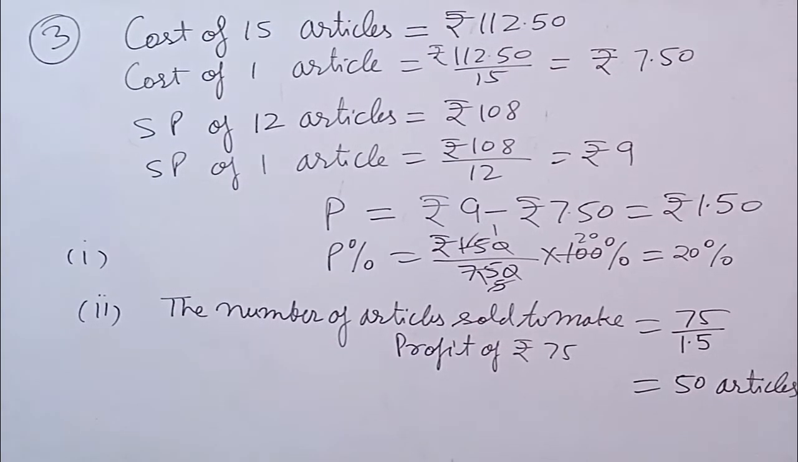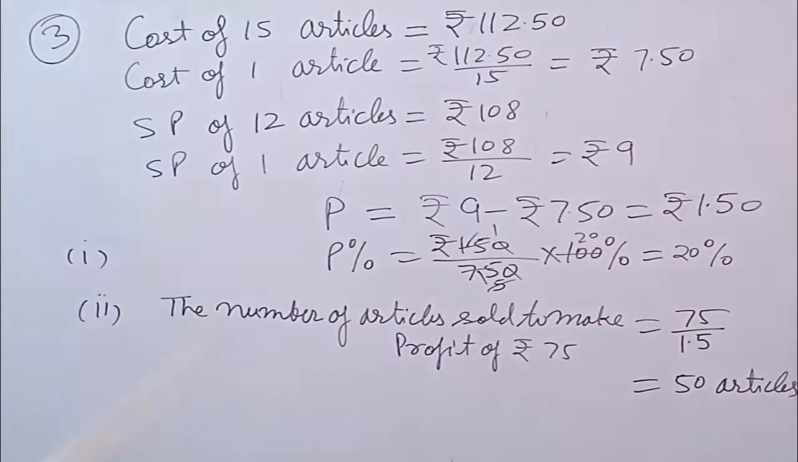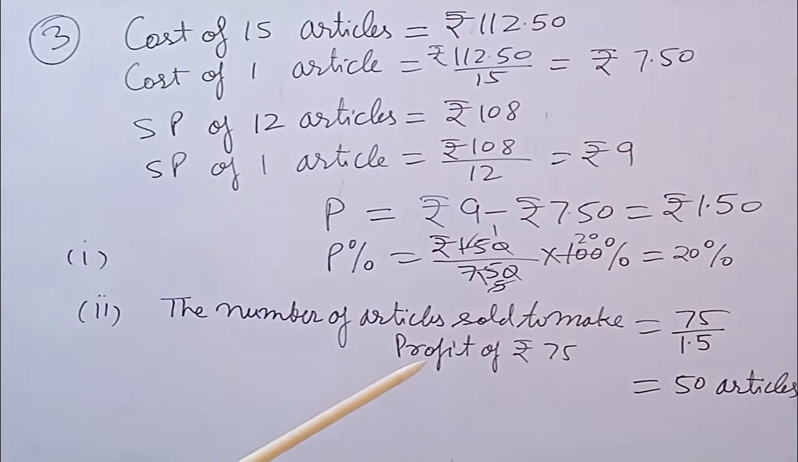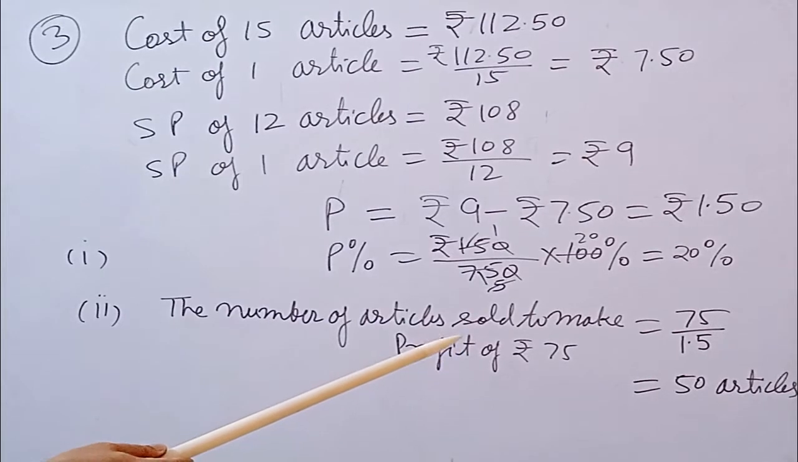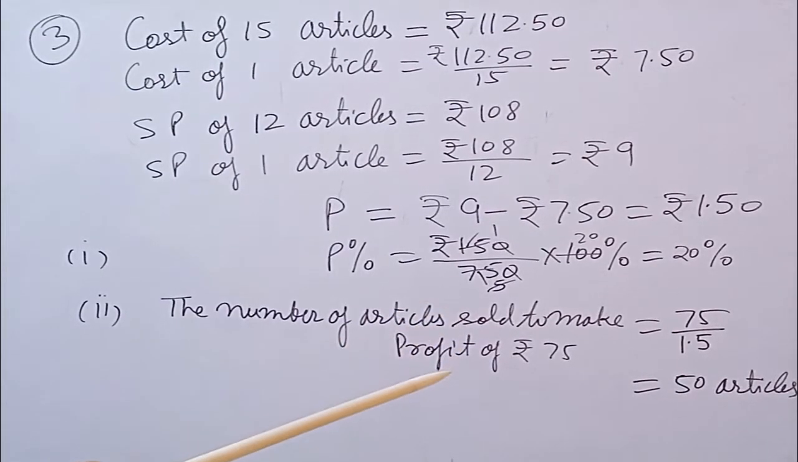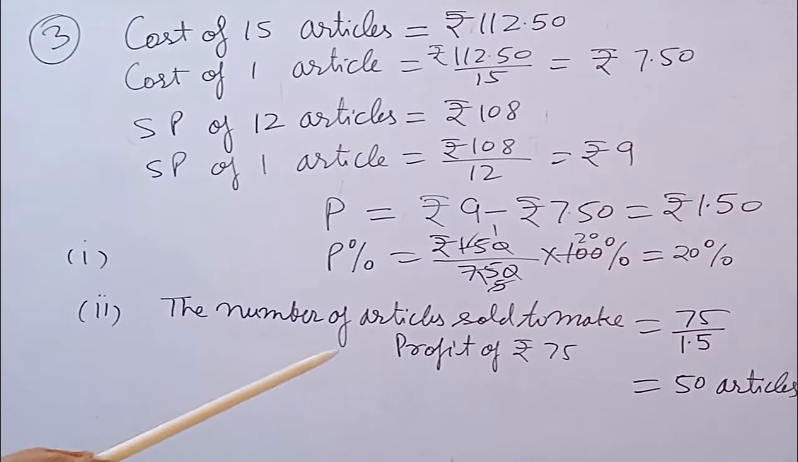So what will the profit percent be? Profit upon CP into 100%. So 1.50 upon 7.50 into 100, we cancel the numerator with the denominator, and we get 20%. You can do the calculation yourself. So 20% is the profit percent, the answer of the first part. Now, the number of articles sold to make a profit of rupees 75. That is the profit required, and the profit on one article is 1.50. So whenever we sell 50 articles, we get a profit of rupees 75.